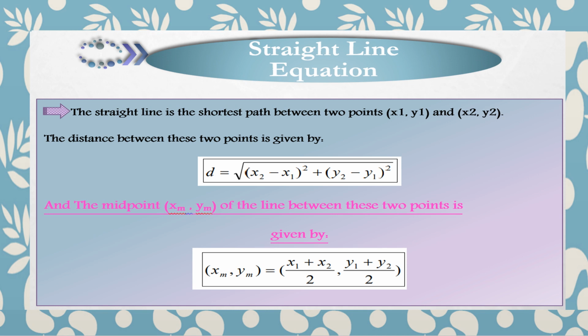Let's first start with the straight line equation. The straight line is the shortest path between 2 points. The distance between these 2 points is given by the following formula: D equals the square root of (x2 minus x1) squared plus (y2 minus y1) squared. And the midpoint (xm, ym) of the line between these 2 points is given by (x1 plus x2) over 2 and (y1 plus y2) over 2.